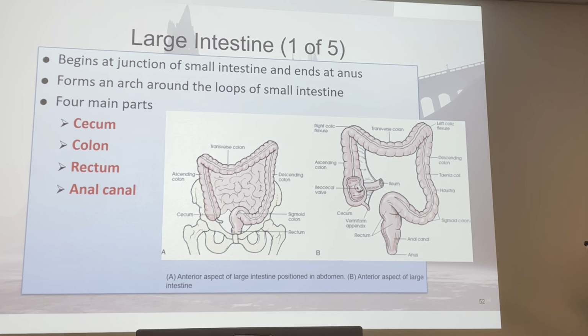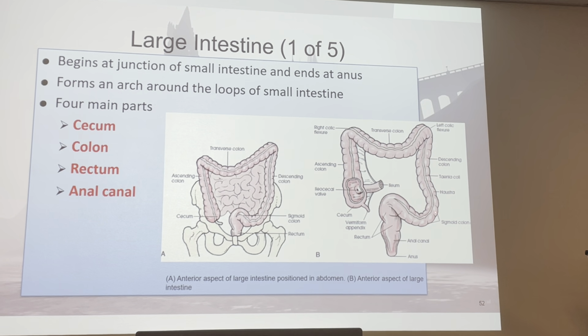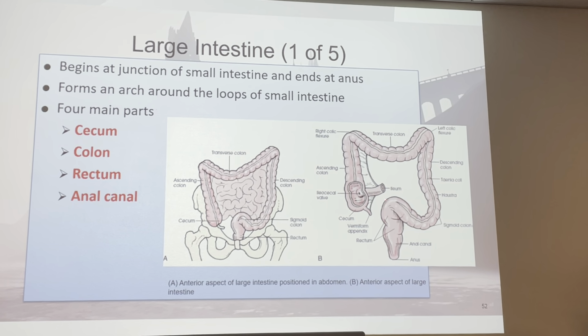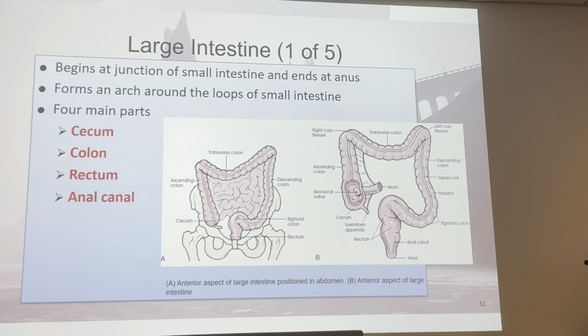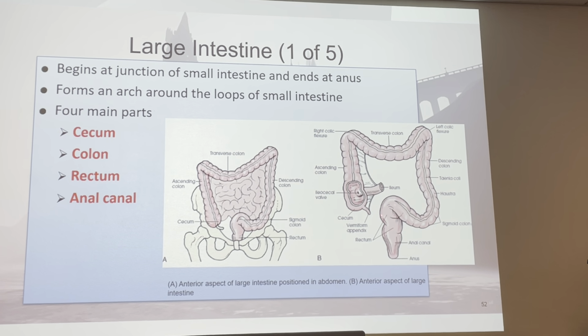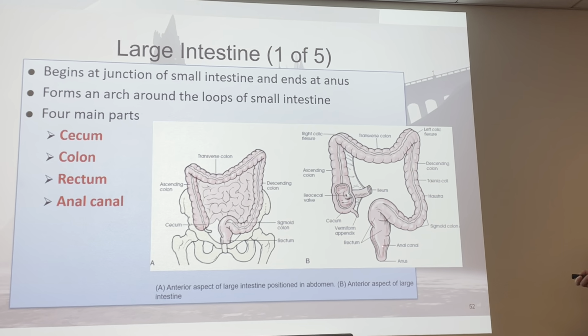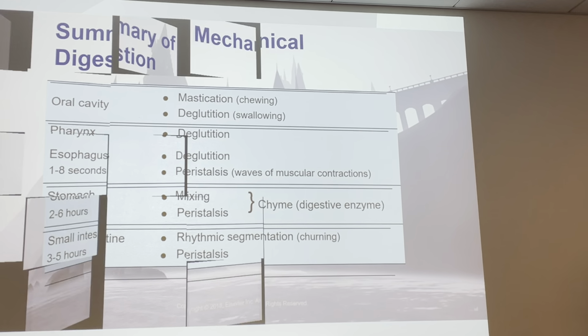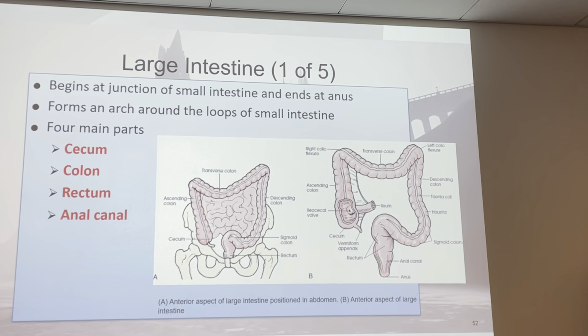We're going to make an S curve at the sigmoid, S for sigmoid. Then we're going to go down into the rectum, and that's where the contents, the waste product, gathers before you go to the restroom. And it's eliminated through the anal canal, out the anus.